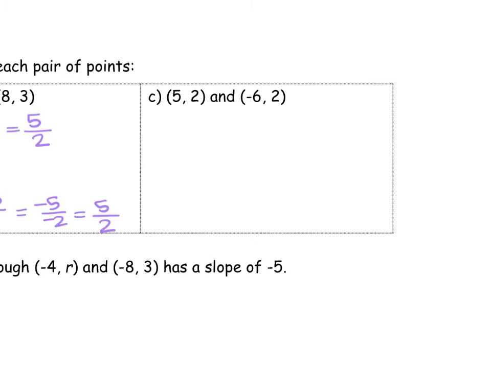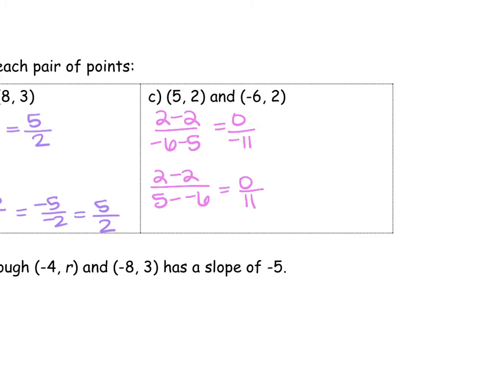Okay, and looking at this last example, change in y over change in x, 2 minus 2 is 0, that's over -11. If you do it the other way, 2 minus 2 over 5 minus -6, that's 0 over 11. Any fraction, when the numerator is equal to 0, the fraction is equal to 0. So here the slope is 0.